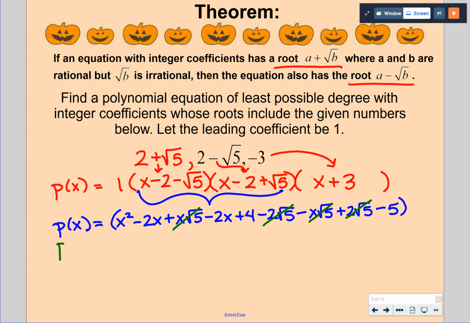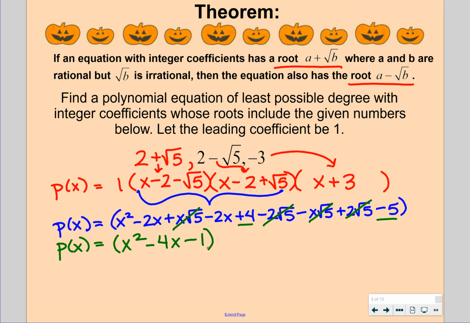I am left with then x squared. I have a negative 2x and another negative 2x. That's negative 4x. And then I have a positive 4 and a negative 5, which is negative 1. If you FOIL this back out, you will end up with the quadratic that, when the quadratic was solved, gave you those solutions. So that's what we would put into the quadratic formula, for example, that would give me 2 plus and minus rad 5. That's where that's coming from.